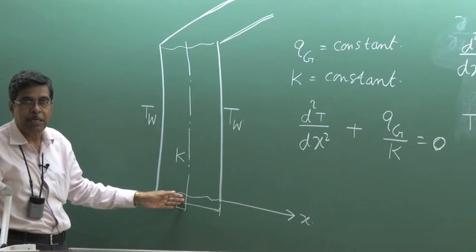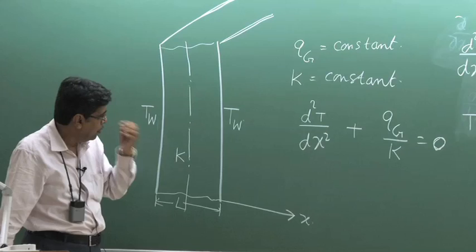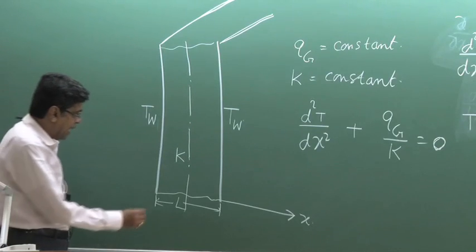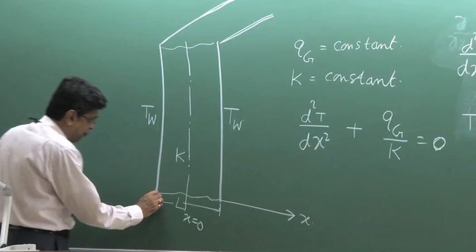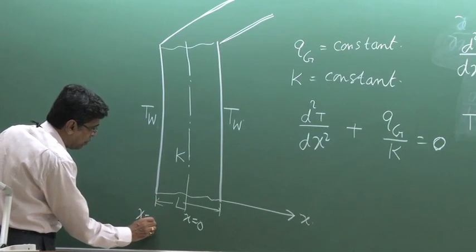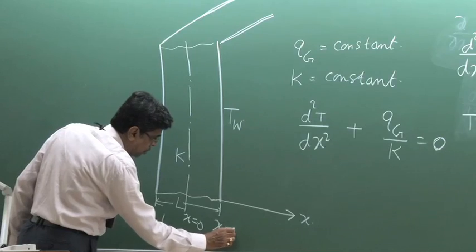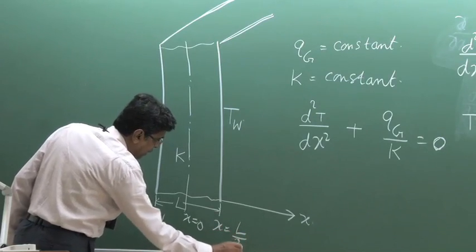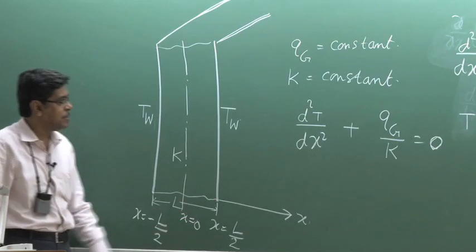So therefore, this mid plane or the mid axis, as you see in this view, is taken at x is equal to 0. So that left face is at x is equal to minus L by 2 and right face x is equal to plus L by 2. But it does not matter, you can take x0 here, so that this will be x is equal to L.